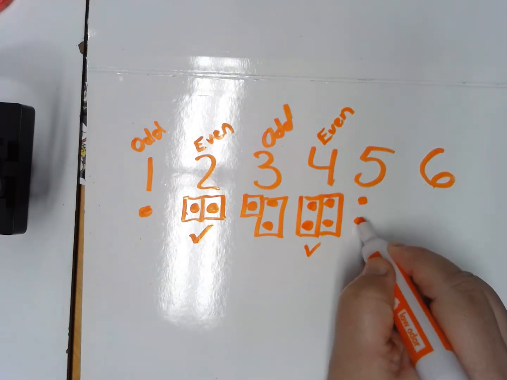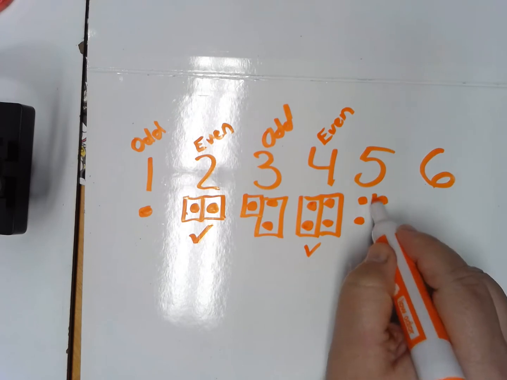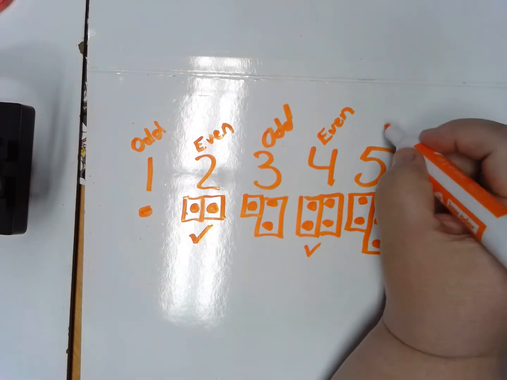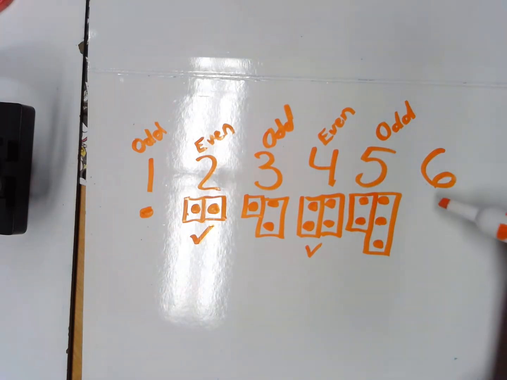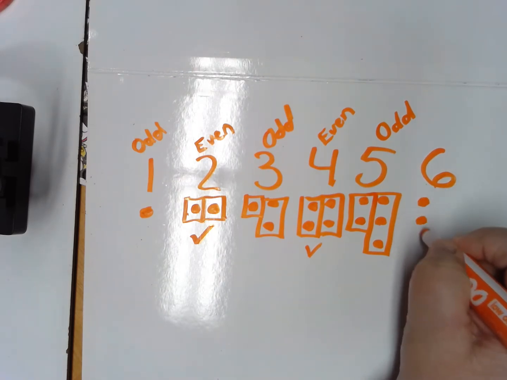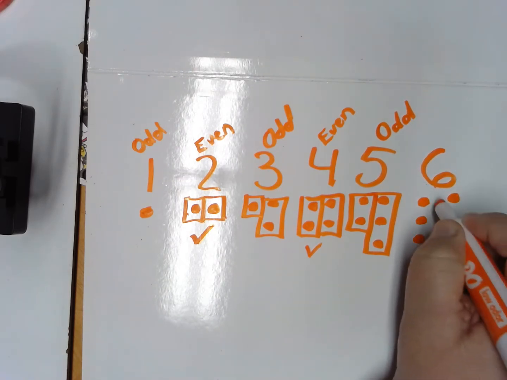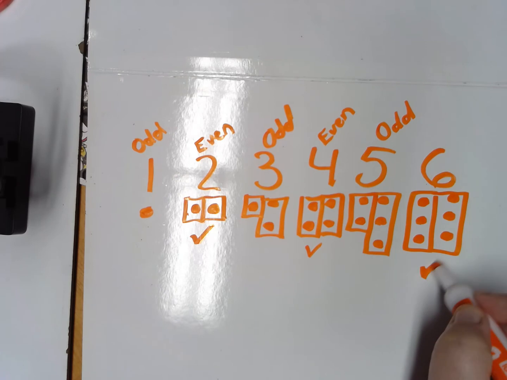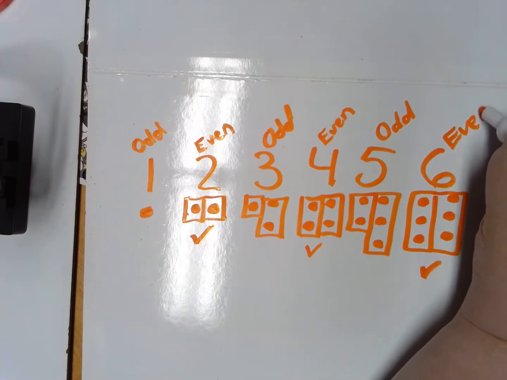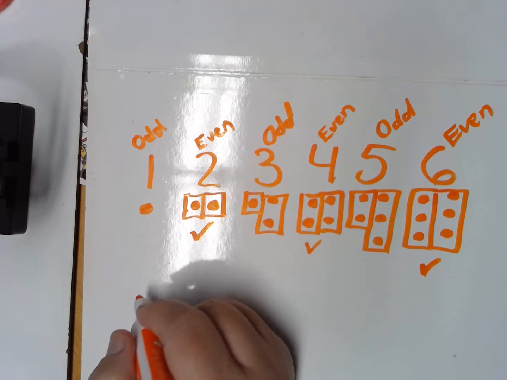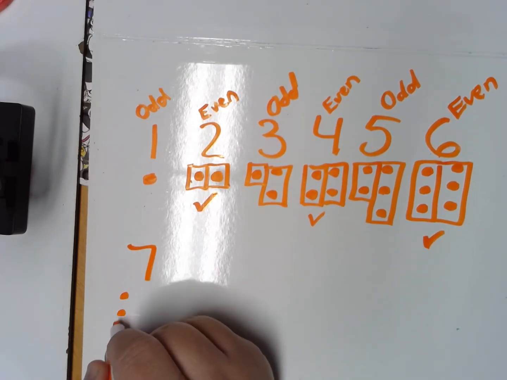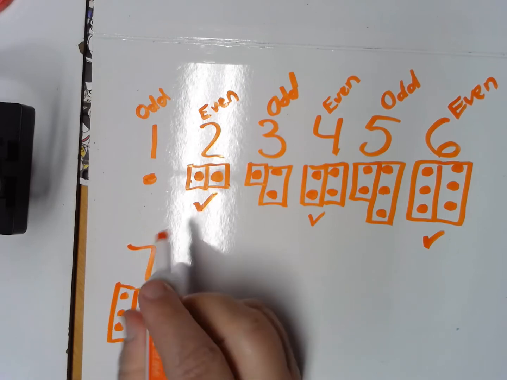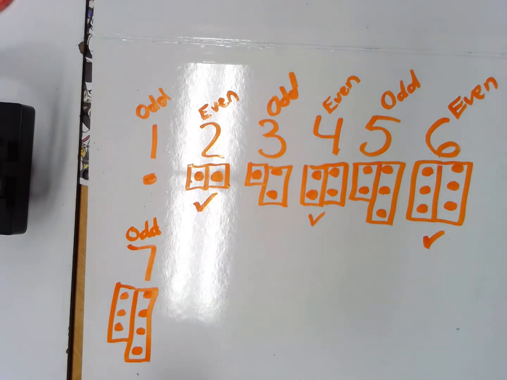5: 1, 2, 3, 4, 5. When I make 2 groups, they are not equal. That means they are odd. Number 6, I have 1, 2, 3 in one group, 1, 2, 3 in a second group. See how these 2 groups are the same? They are equal. That makes them even. It just keeps on going. When I make 7, 1, 2, 3, 4, 5, 6, 7, my groups are not equal. That makes this odd. And it keeps going and going.